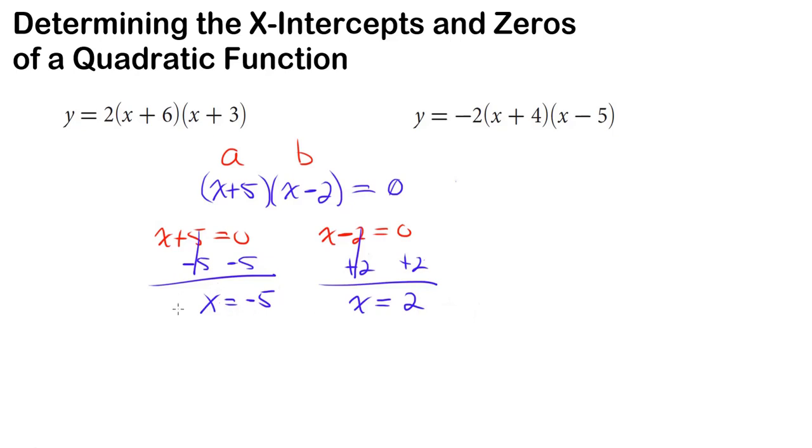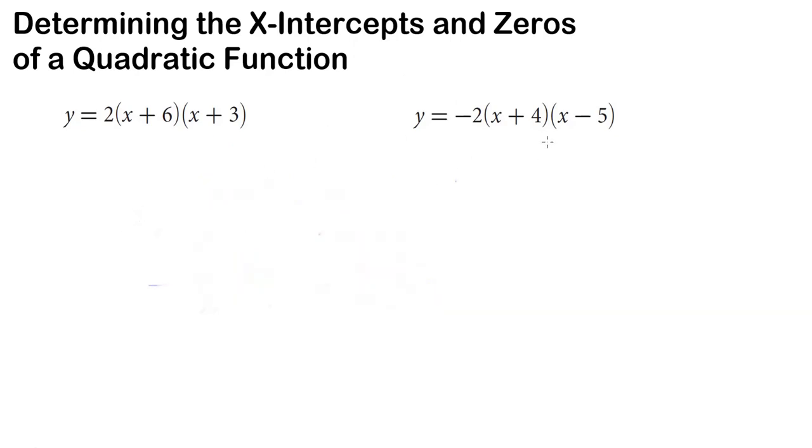And so these two right here are the solutions, the x-intercepts, the zeros of this quadratic function. These are the solutions to this quadratic equation. Very simply done. If we had gone back to a previous lesson where we learned how to graph this, then this parabola would be intersecting the x-axis at -5 and positive 2. So that's how easy it is to identify the x-intercepts and zeros of a quadratic function.